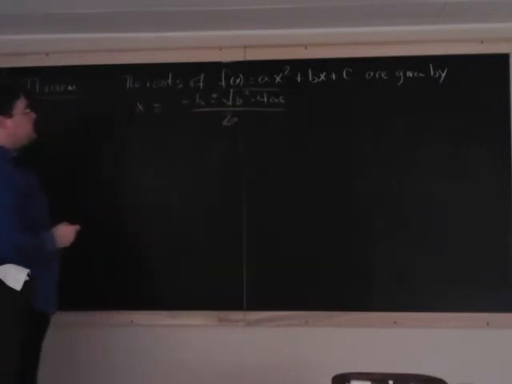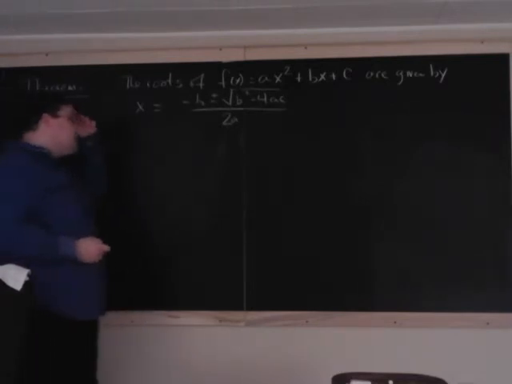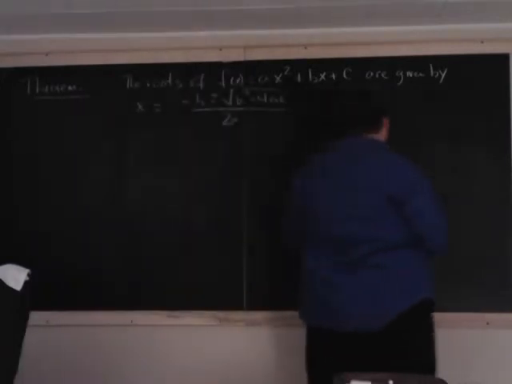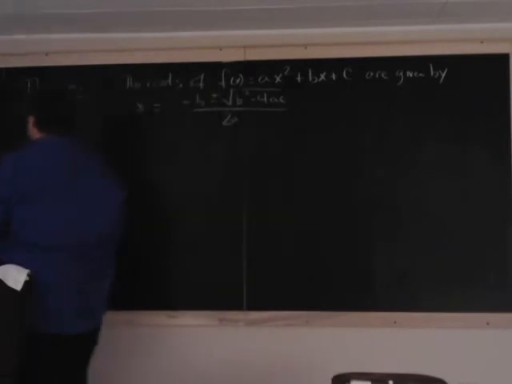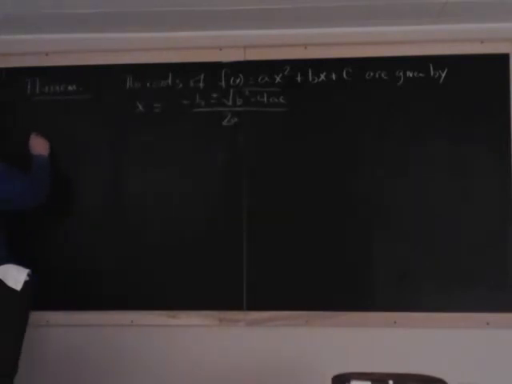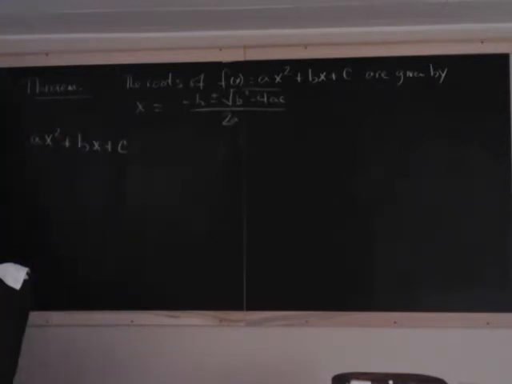I would imagine most, if not all of you, have seen this before. You might not have seen a proof. So let's go through a proof. The proof is just completing the square, kind of like we did in this last example over here. But let's see how it goes. ax squared plus bx plus c. We're going to complete the square.